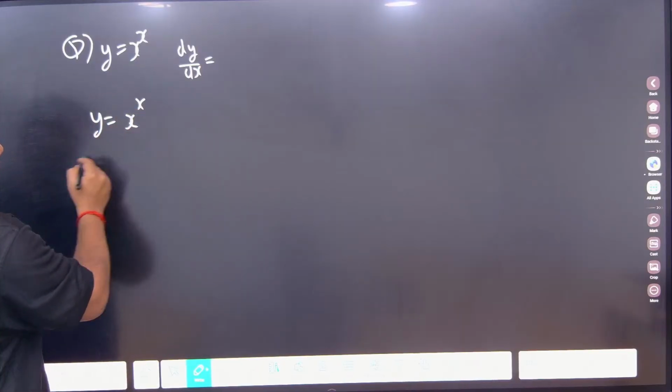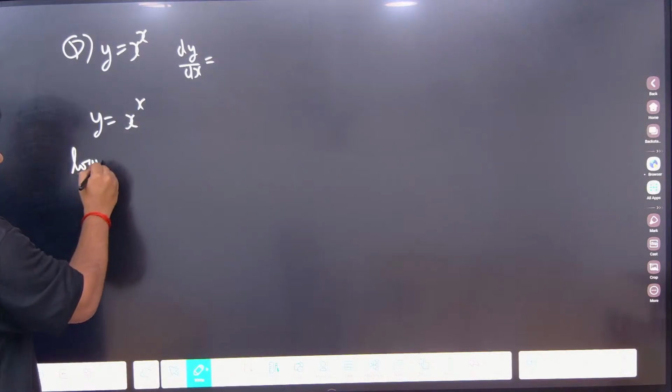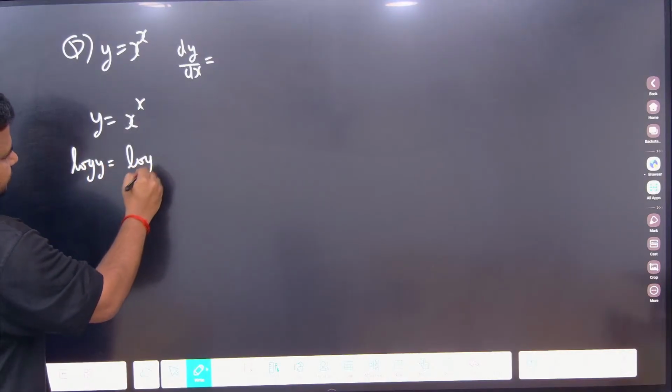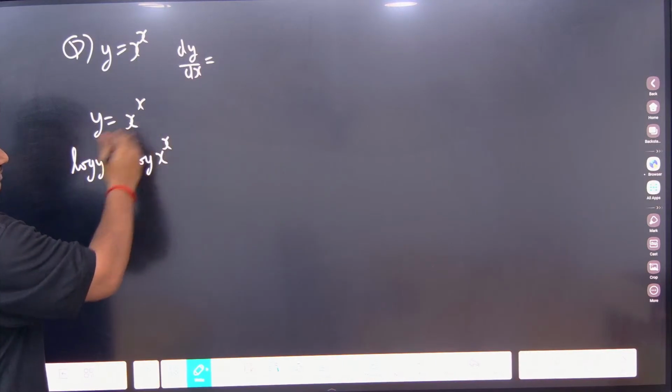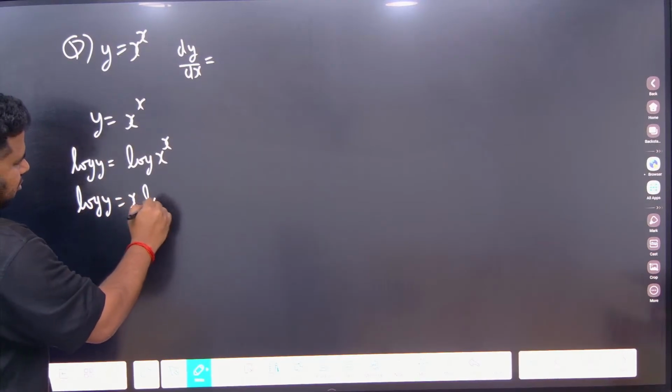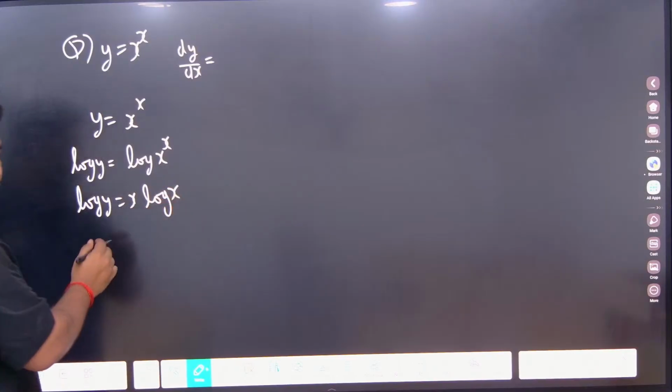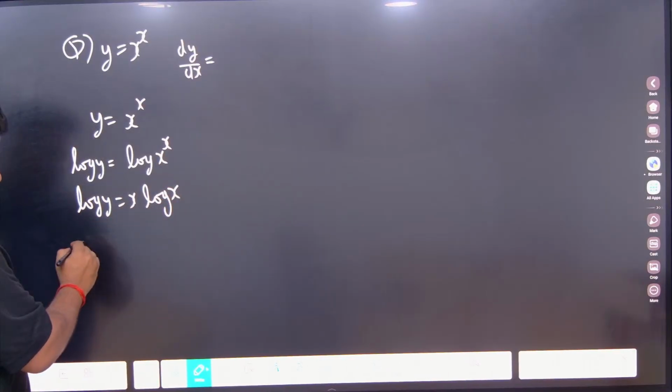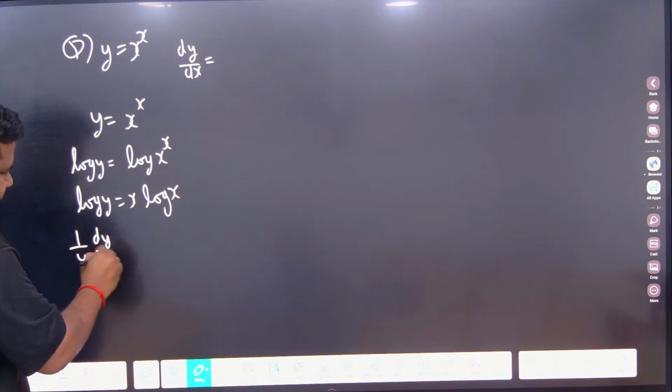So what we can do is apply log on both sides. This will become log y is equal to log of x power x. The x power comes down, so log y is equal to x times log x. Now differentiate with respect to x. The derivative of log y is 1 by y times dy by dx.